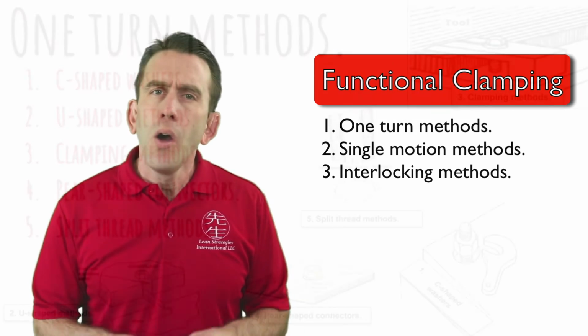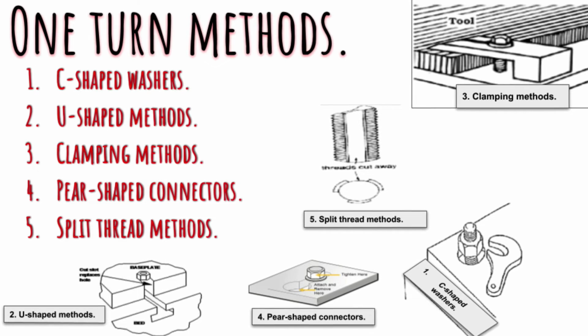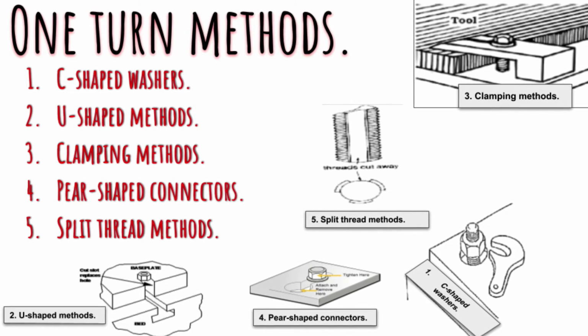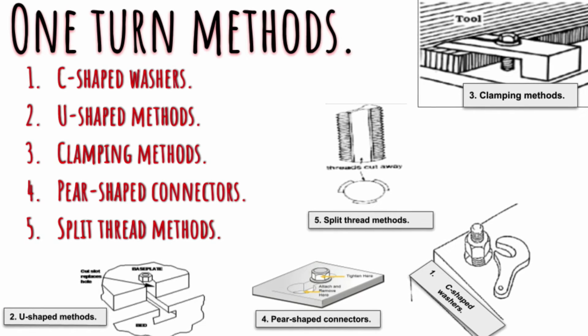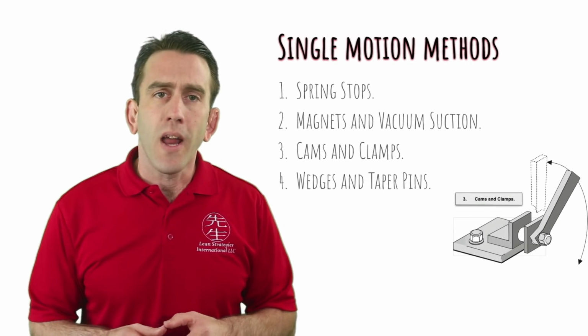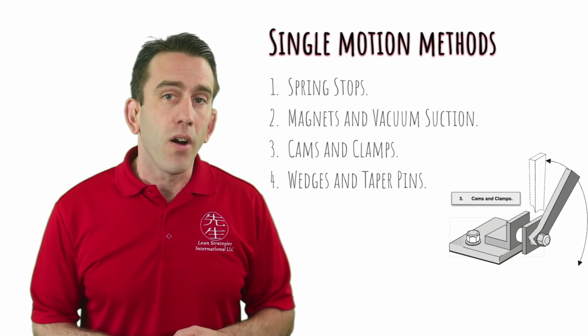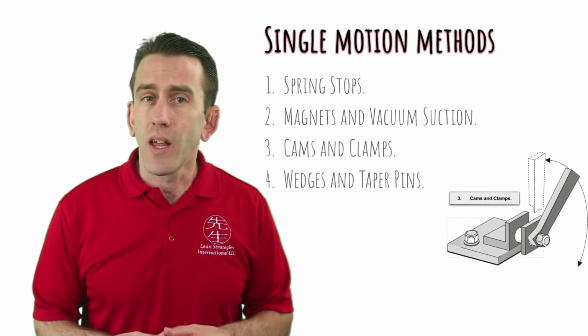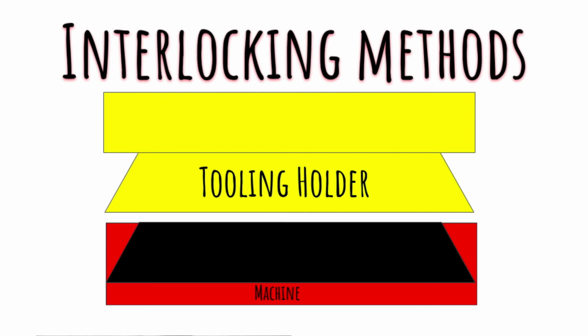One-turn methods, as the name implies, seek to eliminate the over-processing that is inherent in many nuts and bolts and screws by creating a one-turn item. This is the single motion items. These items require one motion to secure an item, such as a switch that is flipped or a button that is pushed. The final functional clamping method is the interlocking devices. These items generally slide into place to secure items.